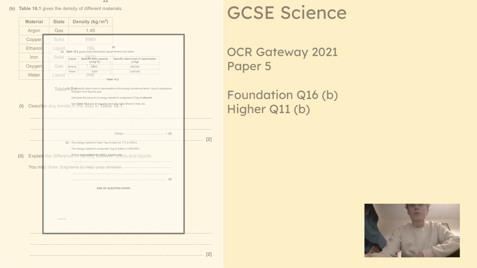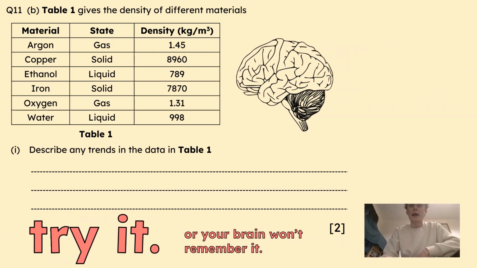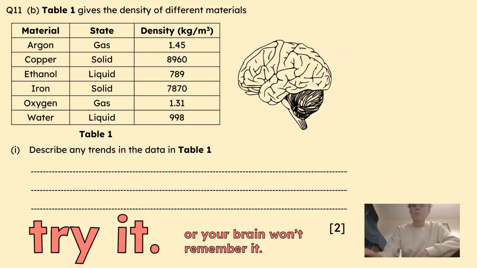So the first part of the question, you're given a table with different materials, their state, and their density. And I want you to describe any trends in the data. Okay. Even if you think you know nothing, try your best to write an answer down now. Okay, trust me.